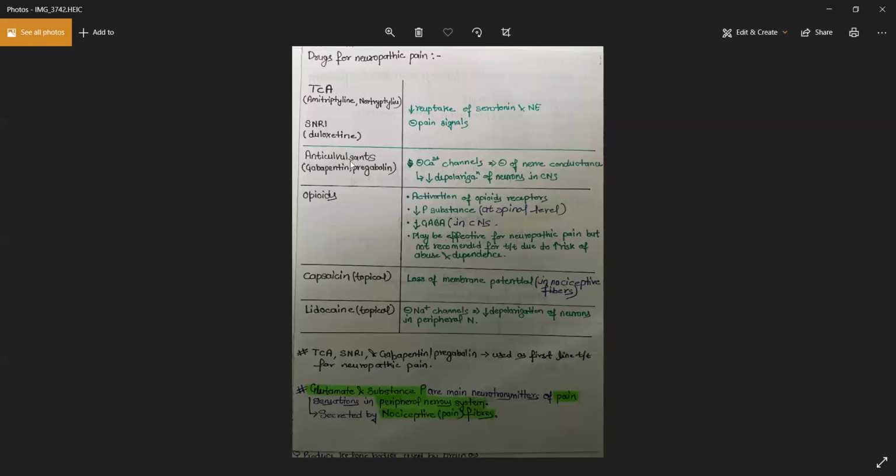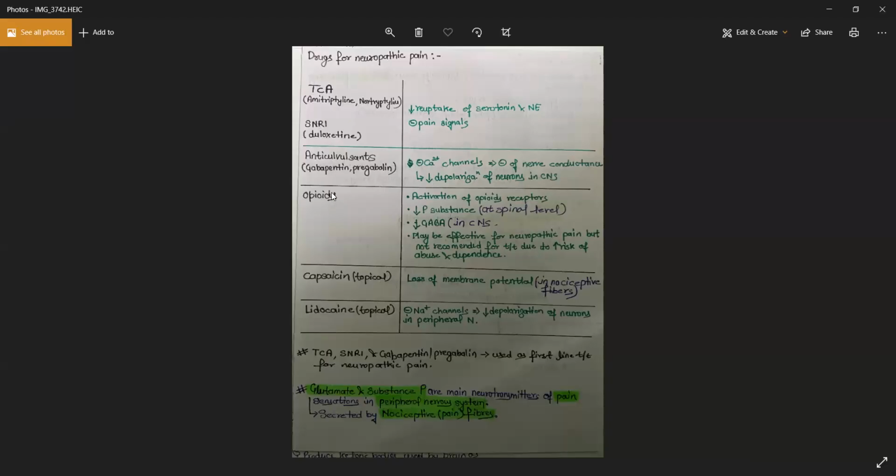Second, you have the anticonvulsants like gabapentin and pregabalin. They will inhibit the calcium channels, and as a result, inhibit the release of all the excitatory neurotransmitters. So inhibiting the depolarization of the neurons. Then you have the opioids.